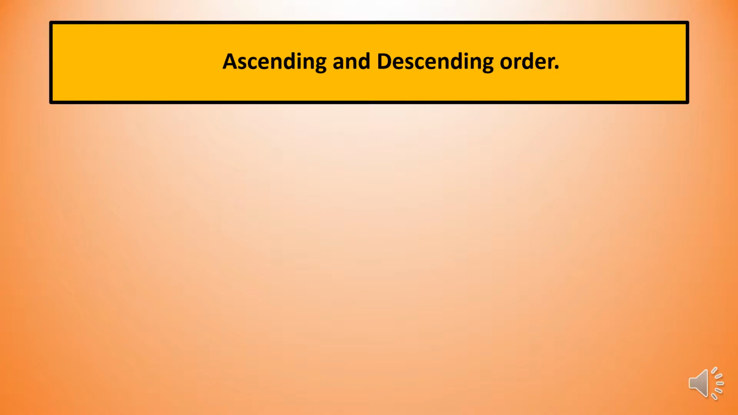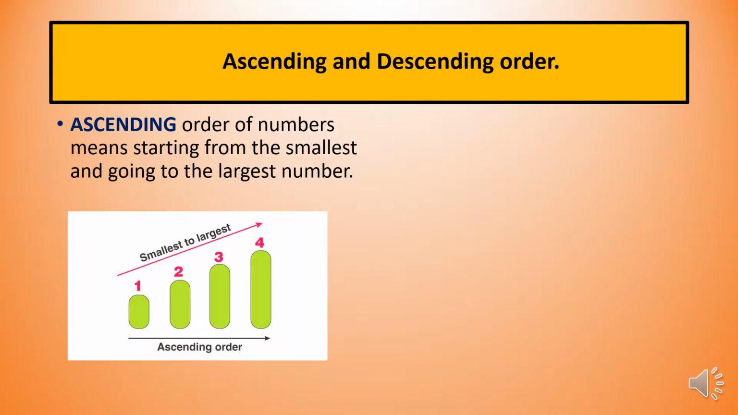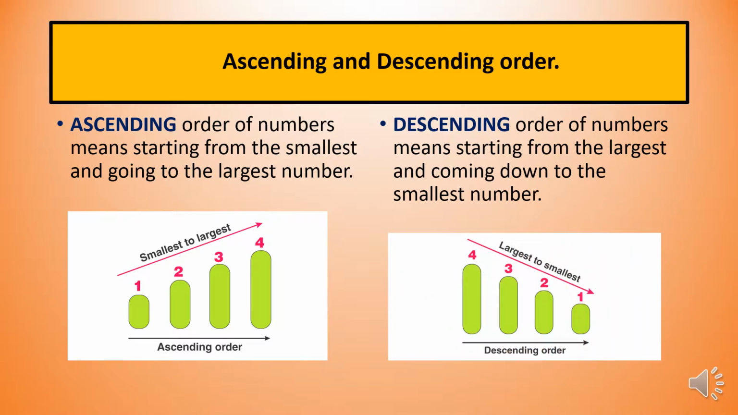The last subtopic in this one is ascending and descending order. We are hearing these words right from first standard, so we are familiar with them. Ascending order means the numbers starting from the smallest and going to the largest number. That is, when we climb the stairs, we start from the first step, second step, third step, fourth step and then the final. Whereas in descending order, the numbers start from the largest and come down to the smallest number. That is, when we have to come from the top of the building to the ground floor, we start coming in the downward order.